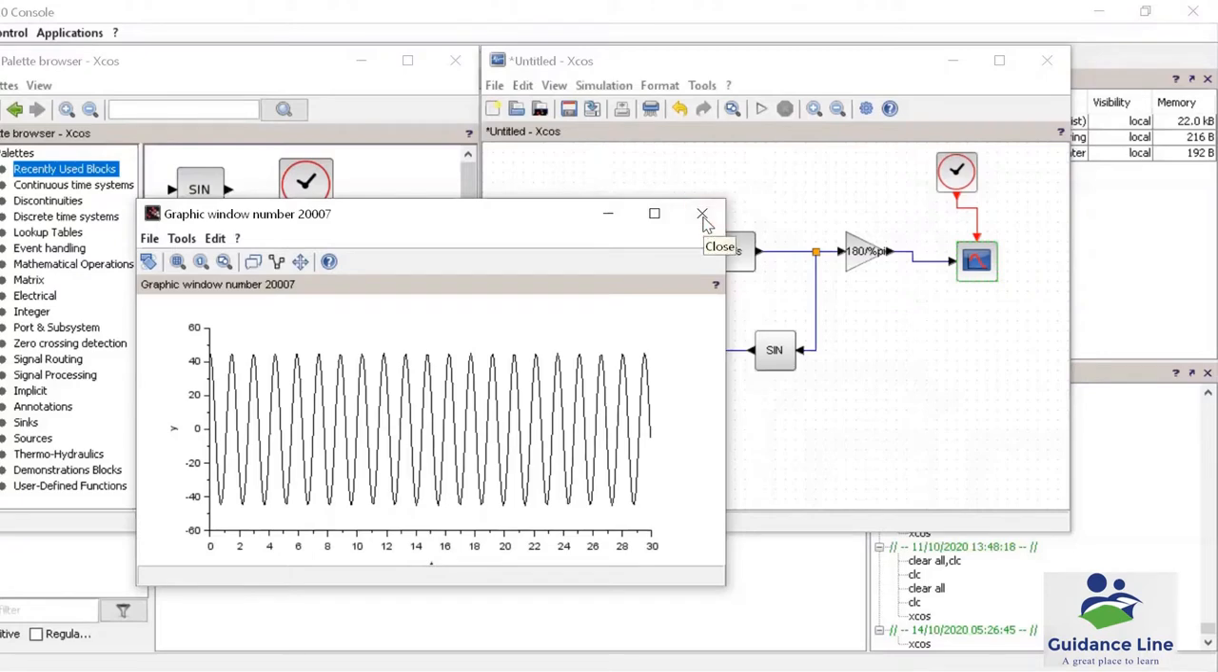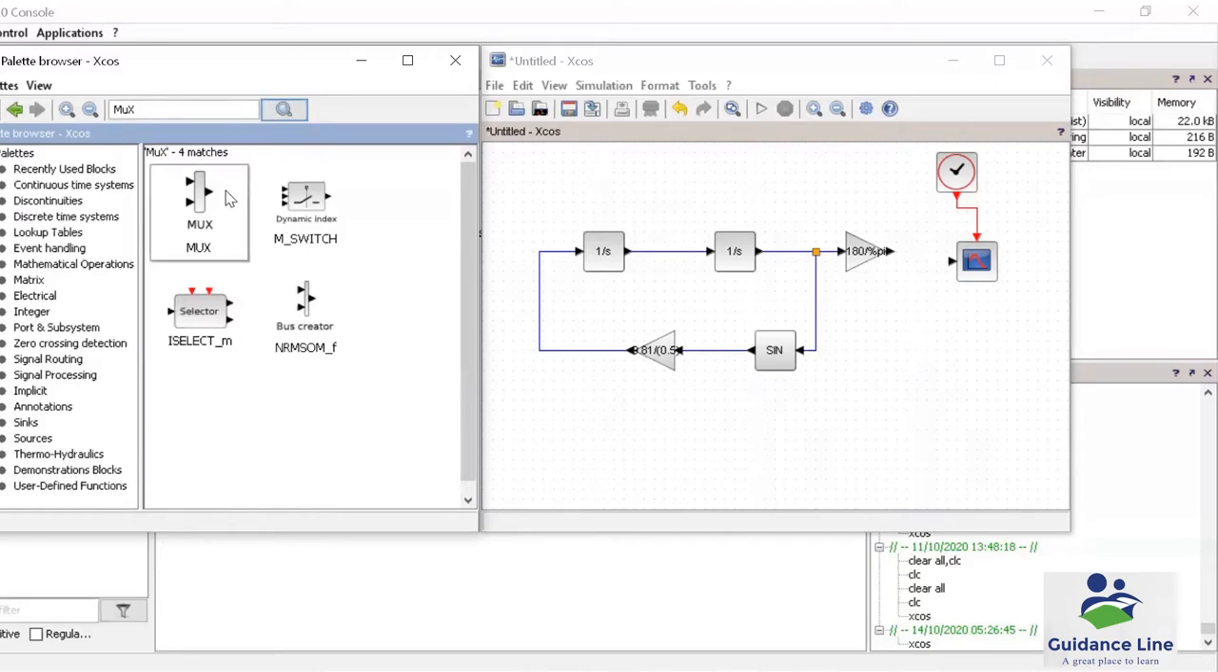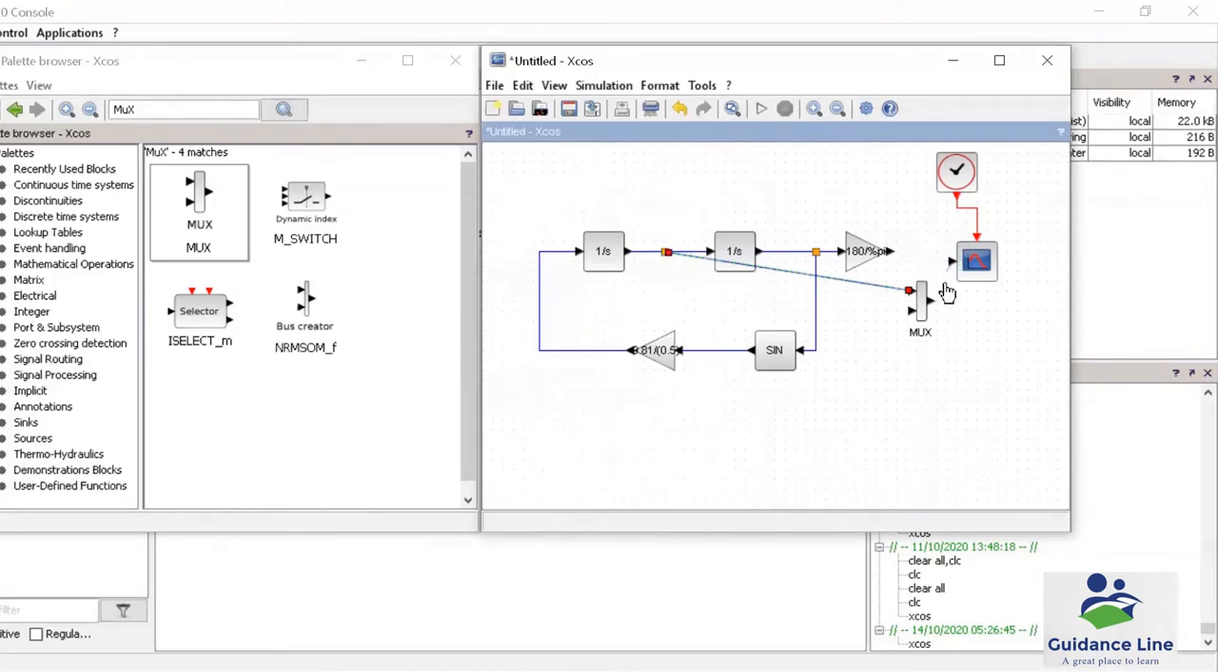Suppose I want to plot the angular velocity. For getting the angular velocity, we have to take an output from this particular position. So let me delete this link, and in place of this link I am providing one multiplexer. So I am simply writing mux, and we can see we have got this multiplexer and provided an output. We are providing an input to this multiplexer so that simultaneously in one single oscilloscope we get the output. So I have simply made a connection with this mux.